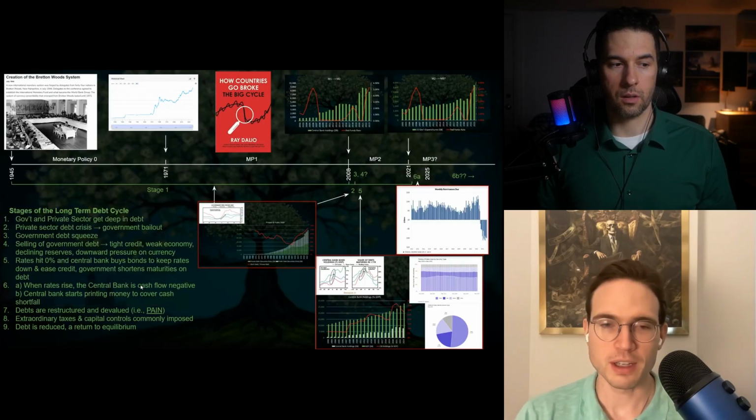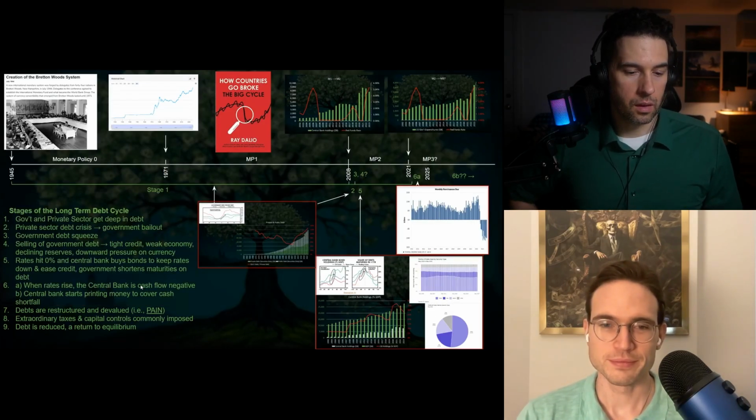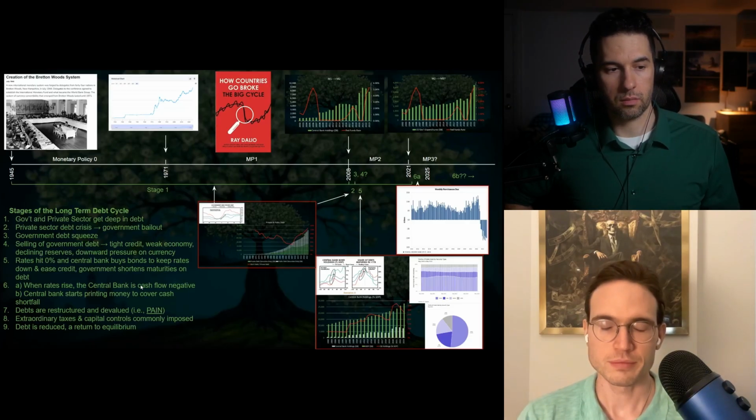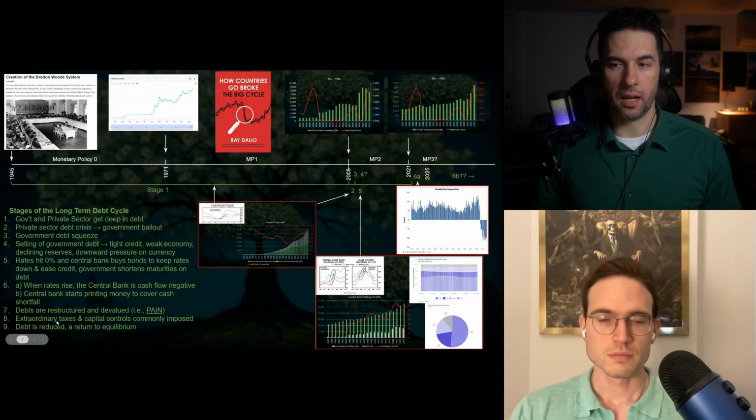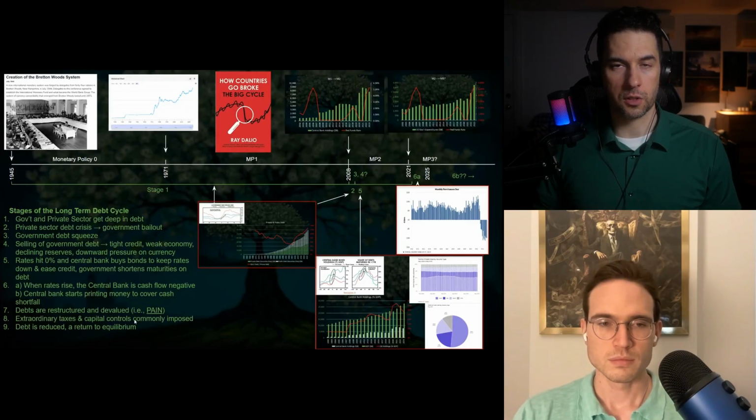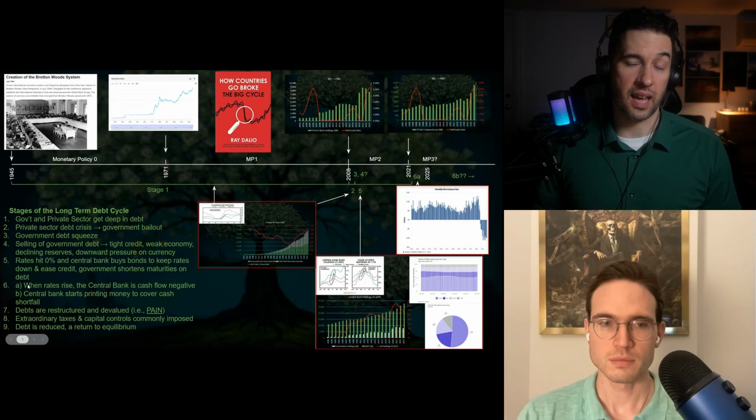So right now the bond vigilantes come in. Even potentially a long time after that, the government can't really cover the shortfall, because the government itself needs the money, since right now the US government is sort of covering it. After that, I think pain happens in 7. The debts are restructured and devalued. That's a hurt. And he talks about 8, where extraordinary taxes and capital controls are commonly imposed, debt is reduced, and there's a return to equilibrium. So I think 7 is where the pain happens. I would say we're at 6A right now.